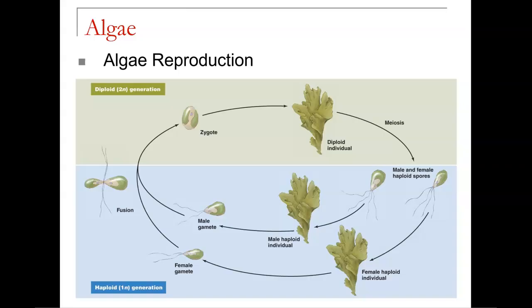Now with algae, it is common to have alternation of generations. This is going to be a method of sexual reproduction in which diploid thalli alternate with haploid thalli. And so you can see that in this diagram here.